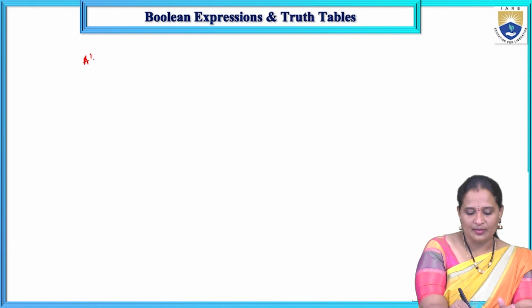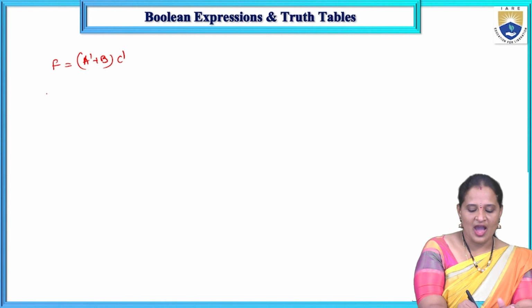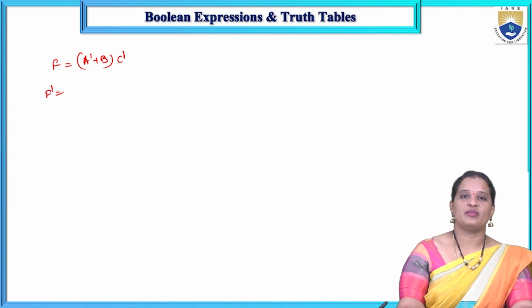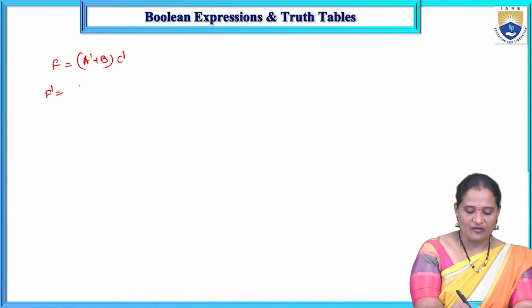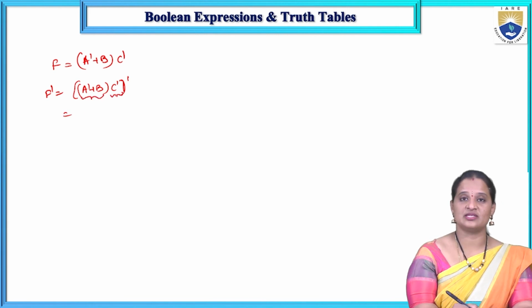A complement plus b into c complement. This is my f. I want to find out my f complement. So how can I find it out? f complement is nothing but a complement plus b into c complement, whole complement. First I have to consider this as one term and this as one term.